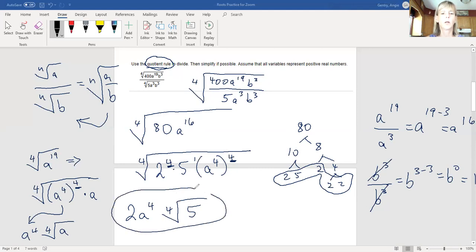And another thing, the biggest mistake that students usually make, is they forget to write that index. Once they put a radical, they just put a square root by accident. Be careful that you always put that index. It started out as a 4. You can't just change it into a square root.